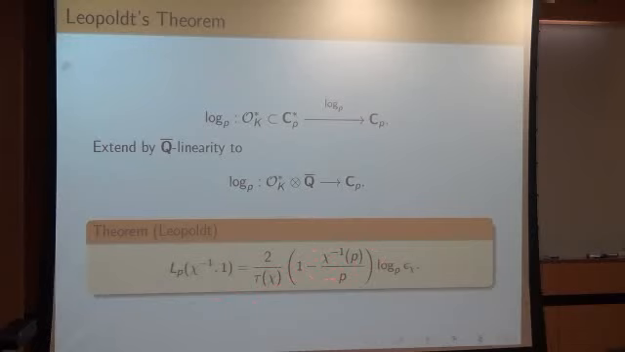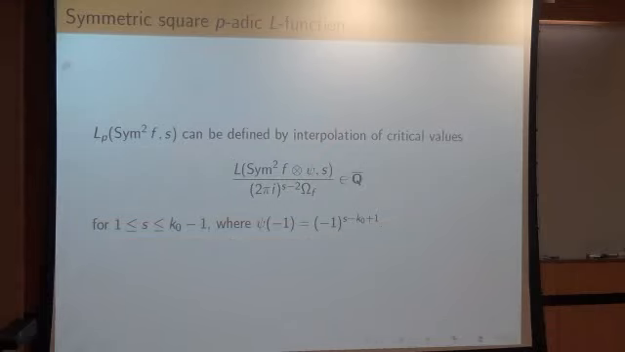This term comes from the Euler factor, as I explained, at s equals 1. And this comes from the functional equation. I'm looking at the value at 1 of chi inverse rather than the value at 0 of chi, so you'd expect some Gauss sum which shows up in the functional equation. Okay, all right, so this is Leopoldt's theorem as I explained last time.